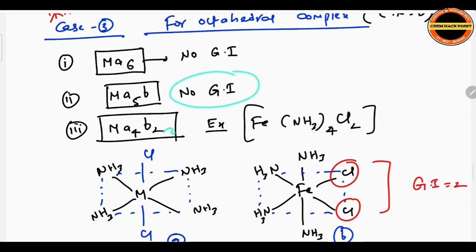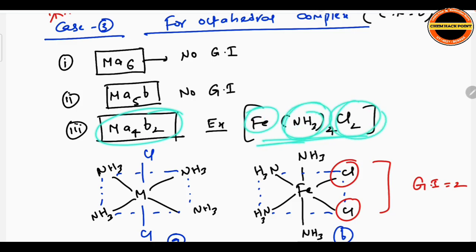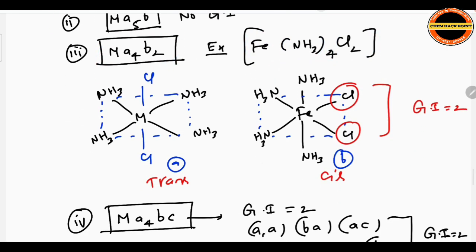MA5B also no GI. MA4B2, like this compound, here it is possible. Two arrangements you can show. One is trans, because Cl is on the opposite side. One is cis, Cl on the same side. You can think about NH3, but whichever is differentiating, you see only 2 chlorine atoms, right? You focus on the 2 chlorine atoms and check according to that, not according to ammonia. Same side cis, opposite side trans. So GI is equal to 2.